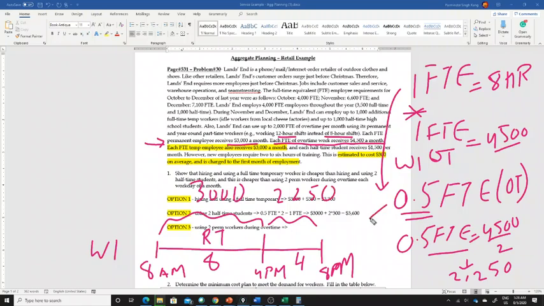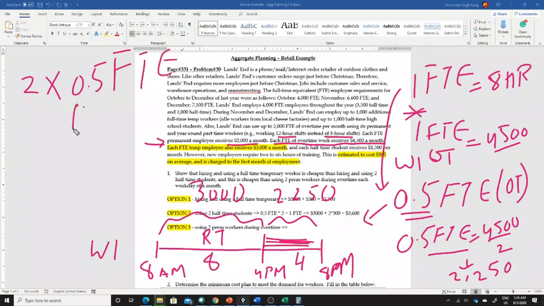Why? Because he's representing half FTE. So as it is given in option 3, using 2 permanent workers during overtime. So I'm going to use 2 permanent workers during overtime, but every day only 0.5 FTE is available, right? Because this is the only time when you're doing the overtime, just for a 4 hour shift, right? So if you're employing 2 workers, each worker doing a 4 hour shift, it is going to give me 1 FTE.